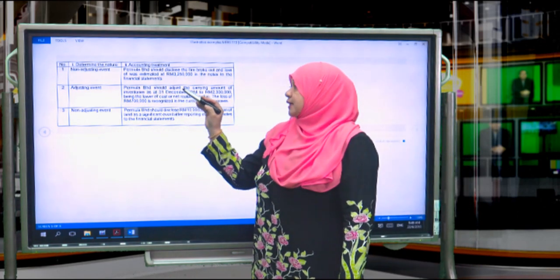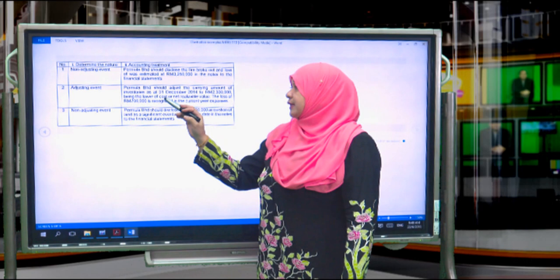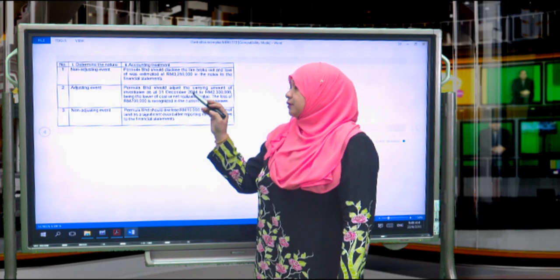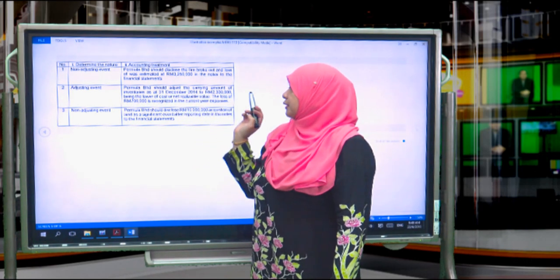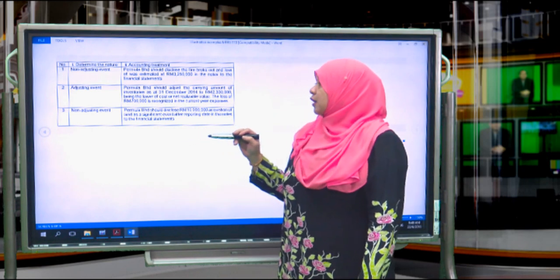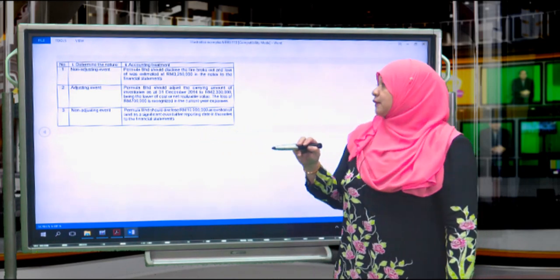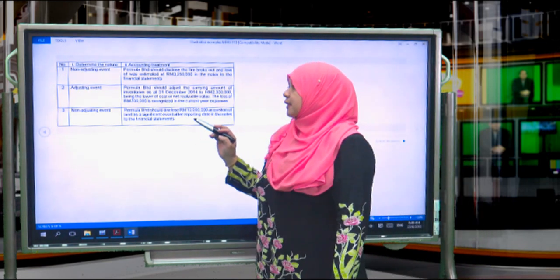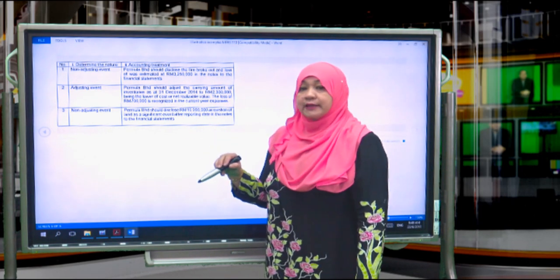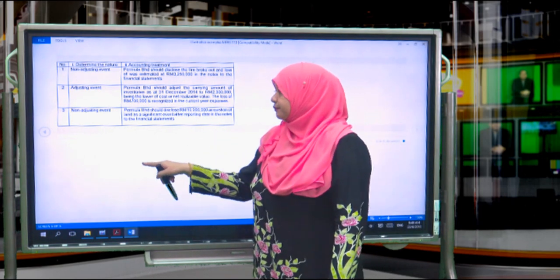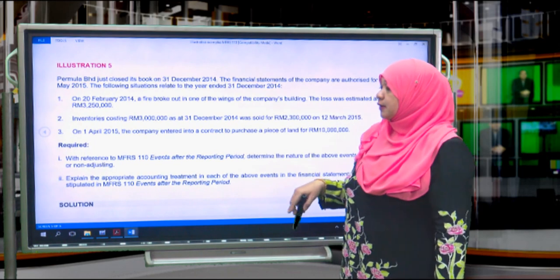Permula Berhad should adjust the carrying amount of the inventories as at 31st December 2014 to 2.3 million, being the lower of cost or net realizable value. The loss of 700,000 is recognized in the current year expenses. Right.